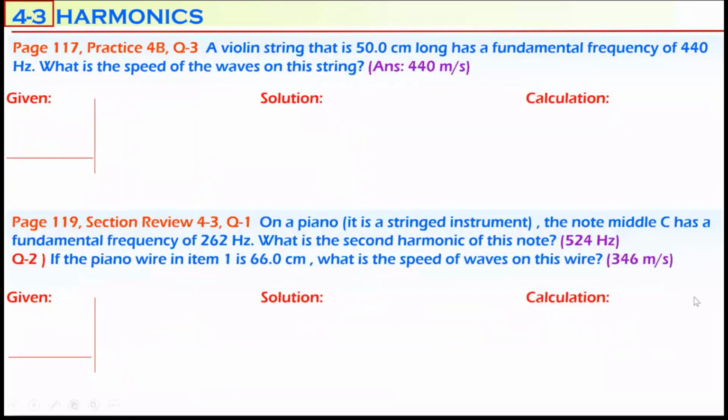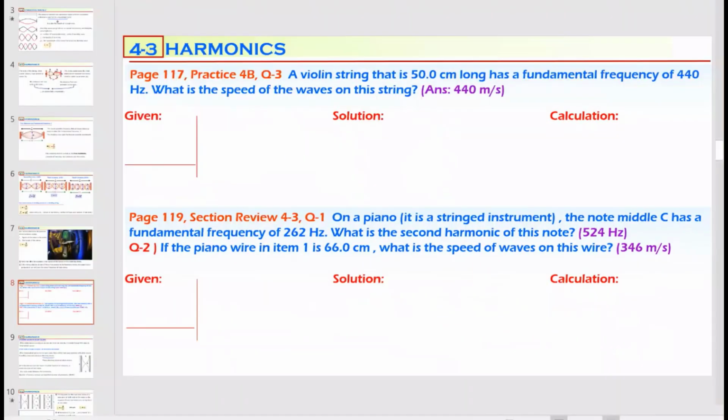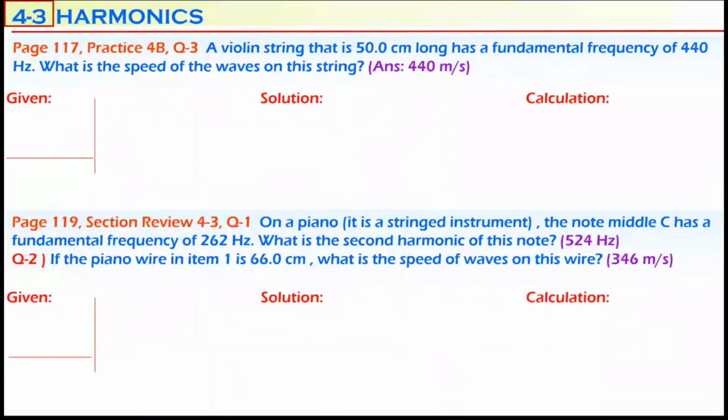There are two problems, and in fact the problems are not so hard. A violin string that is 50 centimeters long has a fundamental frequency of 440 hertz. What is the speed of the wave on the string? The length of the string is given, so L is 50 centimeters, 0.5 meters. The fundamental frequency F1 is 440 hertz. So what is the speed of the wave in the string?